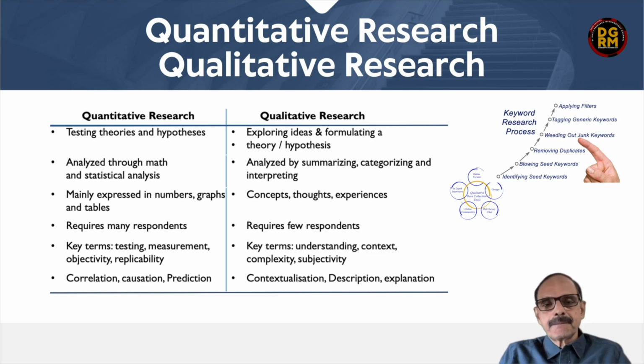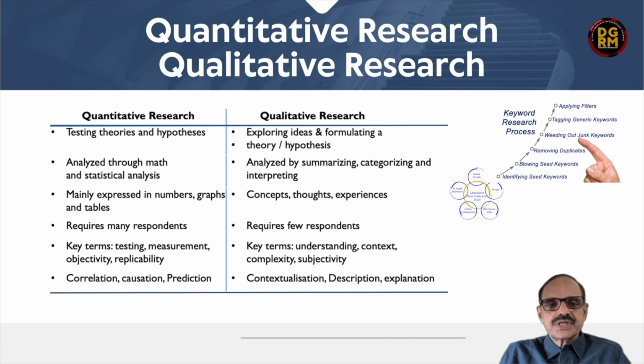And the result we get in quantitative data is as percentages, numbers, figures like that. But in qualitative research, we get the results as concepts, beliefs, thought processes. So, quantitative research is expressed in numbers, graphs, and figures, whereas qualitative research is expressed in concepts, thoughts, and experiences. Quantitative research requires many respondents, but qualitative research, a few respondents.